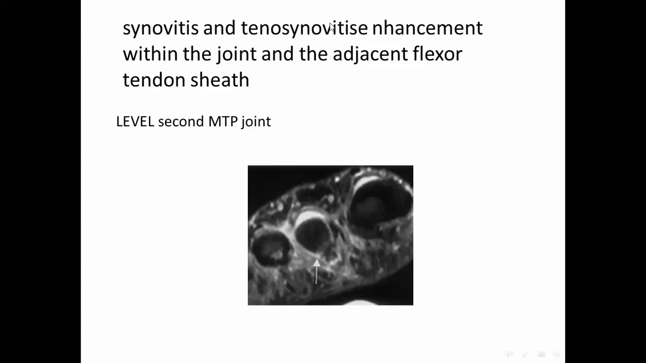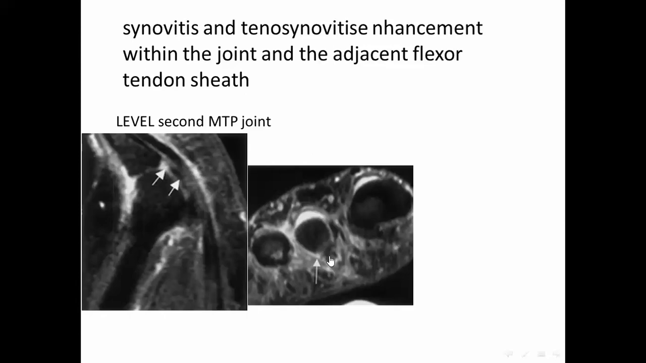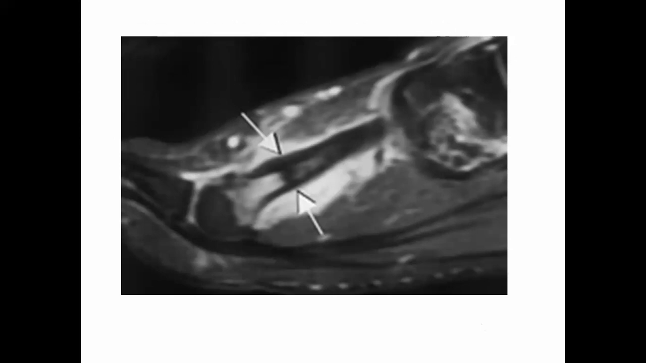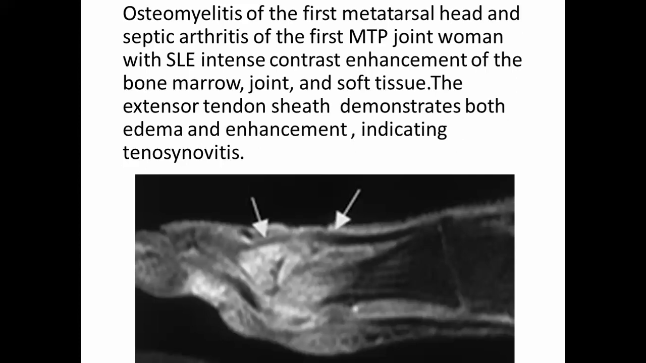Synovitis and tenosynovitis: enhancement within the joint and the adjacent flexor tendon sheath. Here we are at the level of the second metatarsophalangeal joint. We have some edema around the joint and some edema around the tendon, synovitis and tenosynovitis. Different appearance for tendon enhancement, for tendon hyperintensity. Now going to osteomyelitis of the first metatarsal head and septic arthritis in a woman with systemic lupus. The extensor tendon sheath demonstrates edema and enhancement indicating associated tenosynovitis.